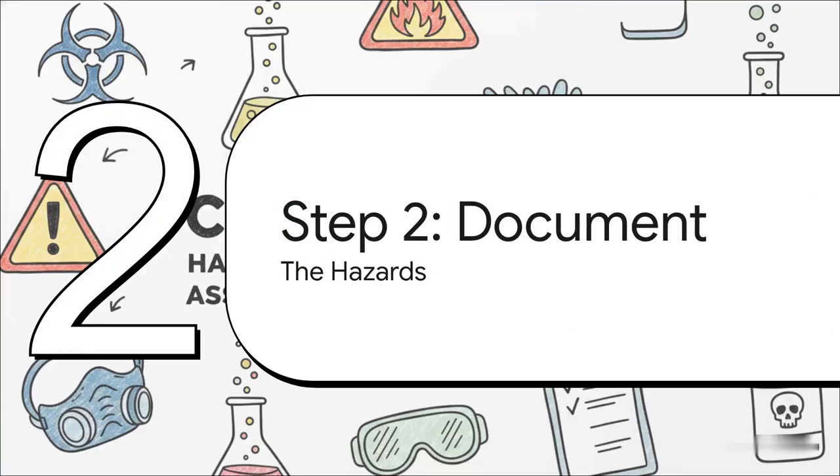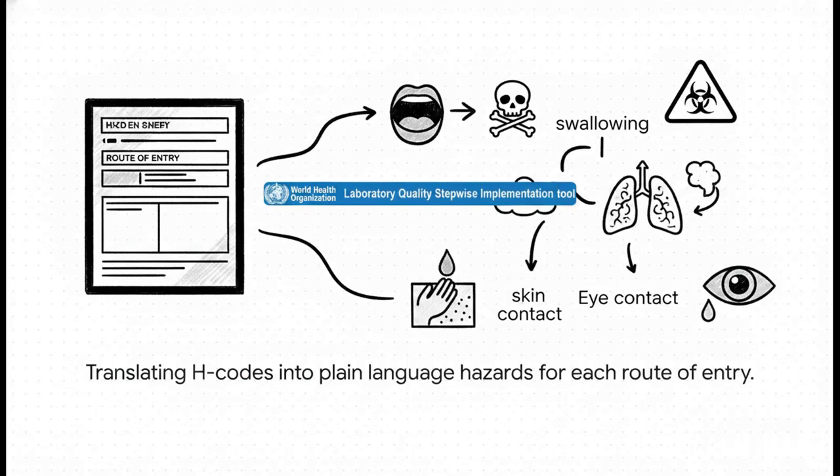Okay, now we get to the real meat of it. We're going to take those H codes we just learned about and use them to fill in the most critical section of the form. This is where the code breaking happens. So if you look at the form here, you'll see it's broken down by how you might get exposed: ingestion, inhalation, skin contact, eye contact. Our job is to take the H codes from the product's safety sheet and translate them into plain English.